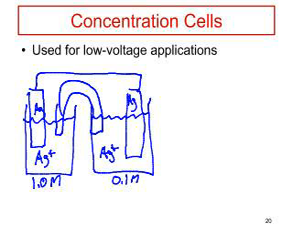Well, this cell is different from other ones we've already dealt with because each chamber contains the same thing, a silver electrode and a solution of silver ions. The difference is that on the left-hand side, the solution is more concentrated. On the right-hand side, the ion solution is lower.